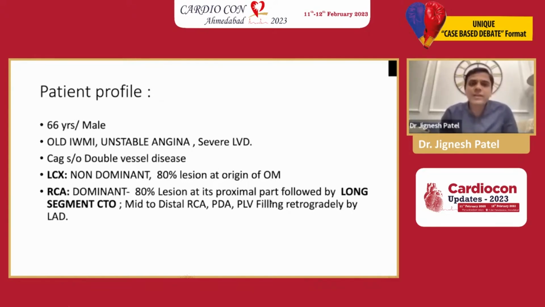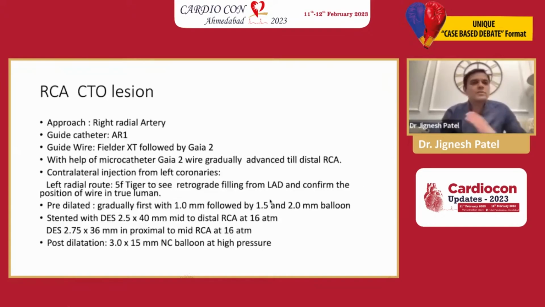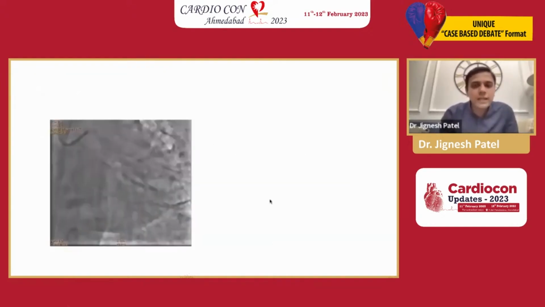Circumflex was non-dominant, showing an 80% lesion at the origin of OM, and the dominant RCA showed an 80% lesion at the proximal part, followed by a long segment CTO from mid to distal RCA up to the crux. The distal RCA, PDA and PLV were filling by retrograde collaterals from the septals of the LAD. So this was the case scenario, and I will go through the angiographic videos.